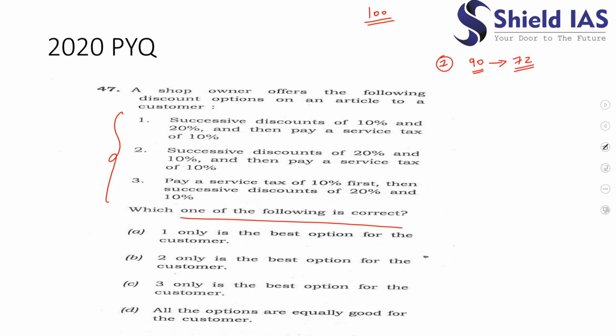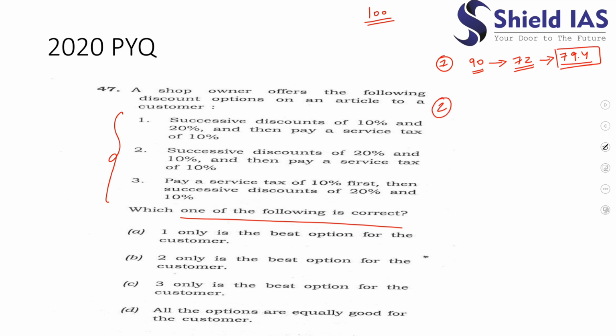Then he has levied 10% service tax. So 10% of 72 would be 7.2, and 72 plus 7.2 would be 79.2. So it would be the final value of the first case.